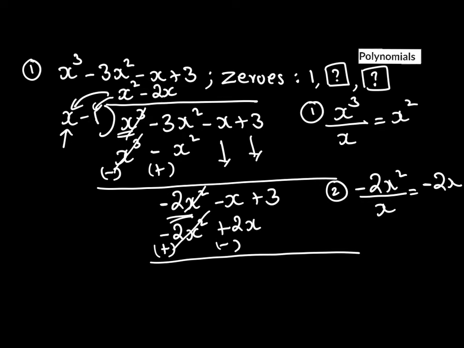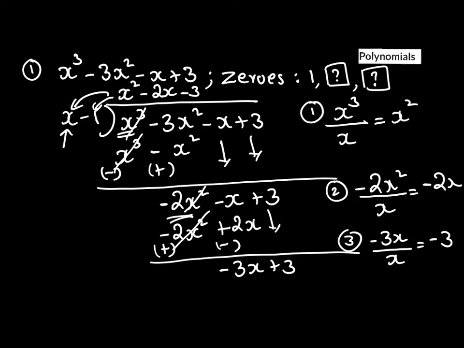This cancels. Minus x minus 2x is minus 3x. And we bring down the other term. And we carry on the process. We take the highest degree term of the new dividend, which is minus 3x, divided by the highest degree term of the divisor, and we get minus 3. So this will be the third term of our quotient, minus 3.